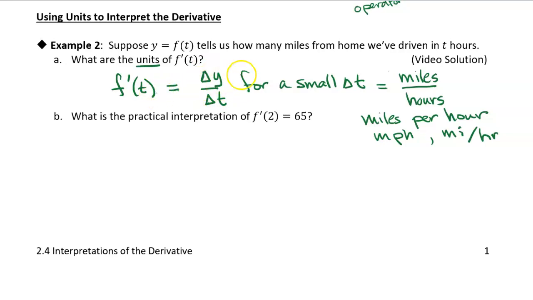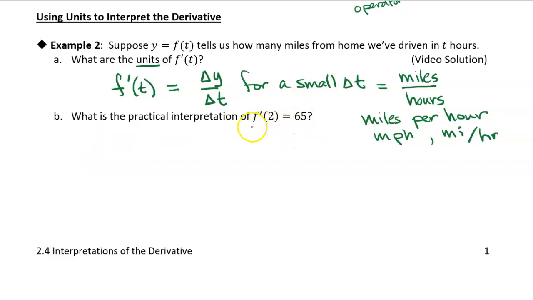But the key here is that Leibniz notation allows you to see that the derivative of a function is the change in y for a small change in t, and so the units of the derivative are just the units of the numerator, the dependent variable, over the units of the denominator, the independent variable. Dependent on top, independent on the bottom. So the units are miles per hour.